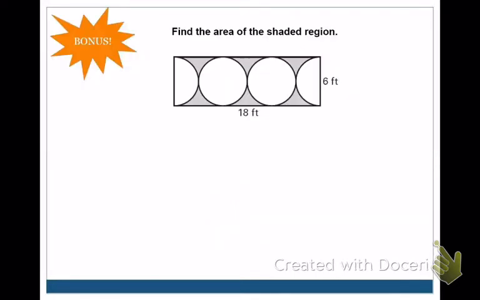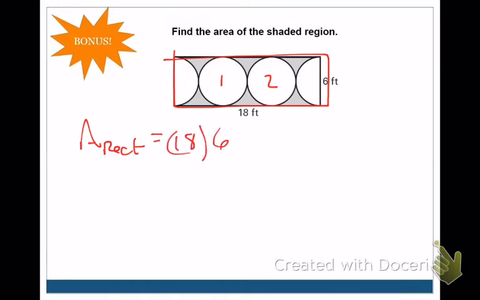One more area, there's a bonus here, one more area question for you, and then we'll wrap this up. Okay, find the area of the shaded region. Okay, well, the shaded region is just this rectangle with basically 3 circles cut out of it, right? There's 1, 2, and then this guy and this guy make 3. Okay, so let's find the area of the rectangle first, which is just going to be 18 times 6, which is going to be 108.